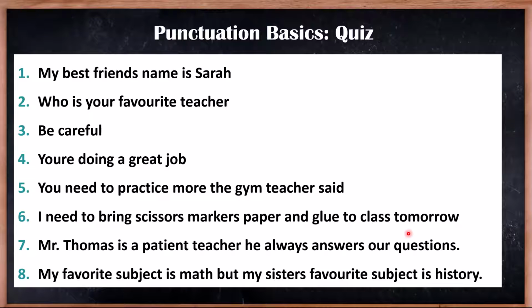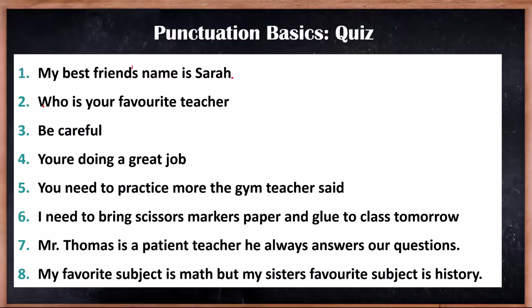Okay, so you can see here that some of these sentences have punctuation and others don't. So let's add the missing punctuation. First, number 1, we need to add an apostrophe after D. My best friend, apostrophe S. My best friend's name, the name that belongs to her, is Sarah. And then we end this with a full stop or a period.